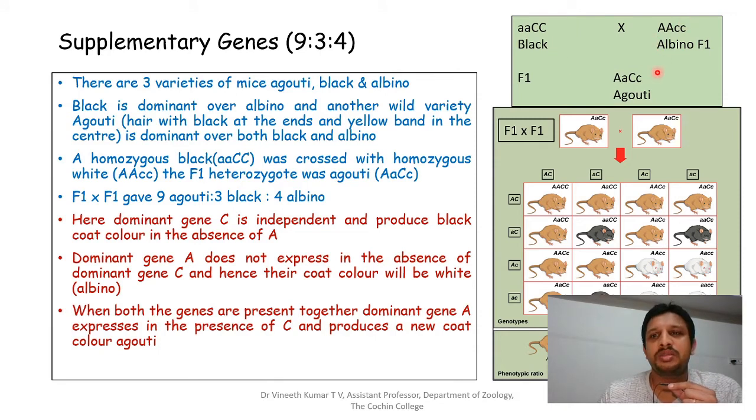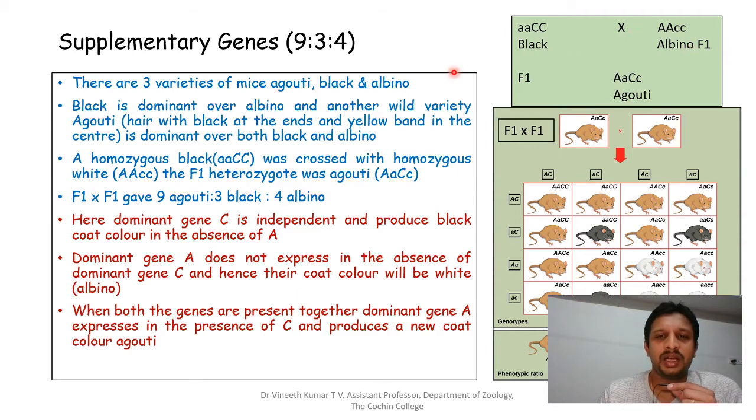And when they are crossed, both capital A and capital C come together in a particular individual, and that results in the expression of A. A will be expressed in that case, and it produces a new phenotype, which is called agouti, or a brown color. So here it is said that this agouti color is dominant over black and albino. The coat color is dominant over black and albino.